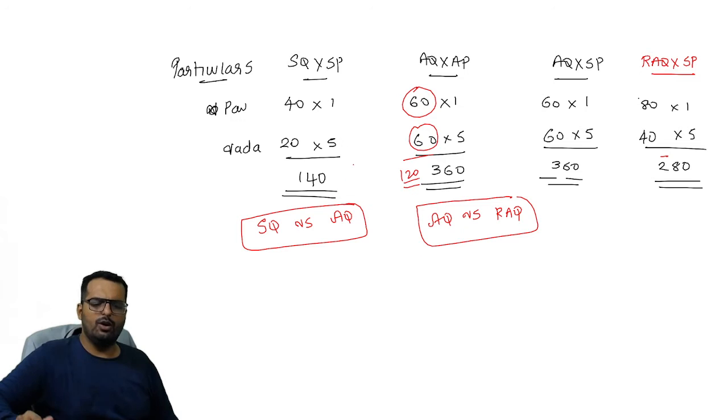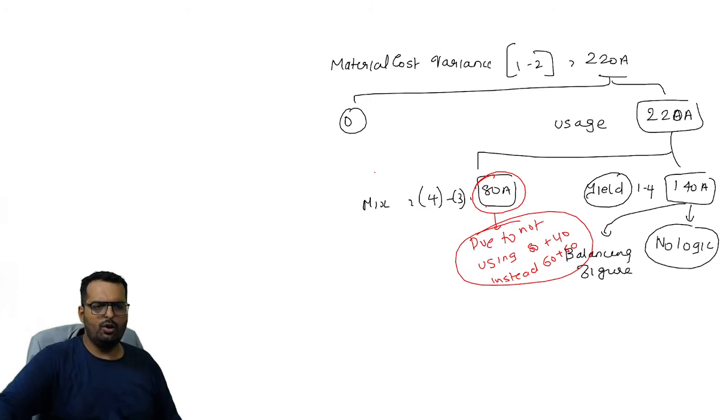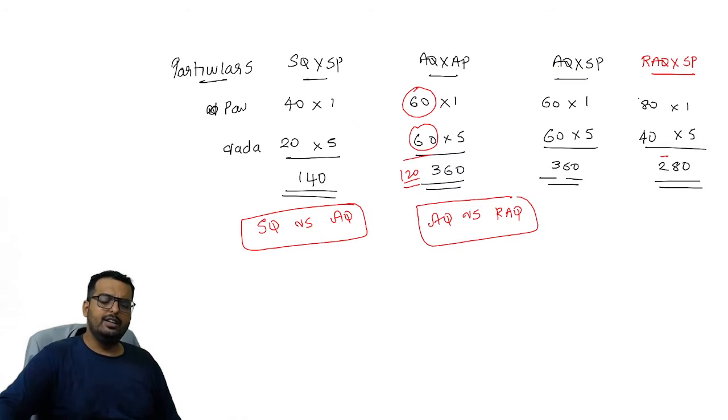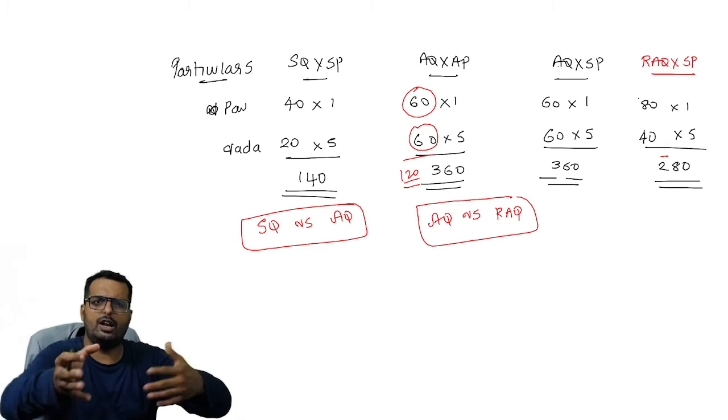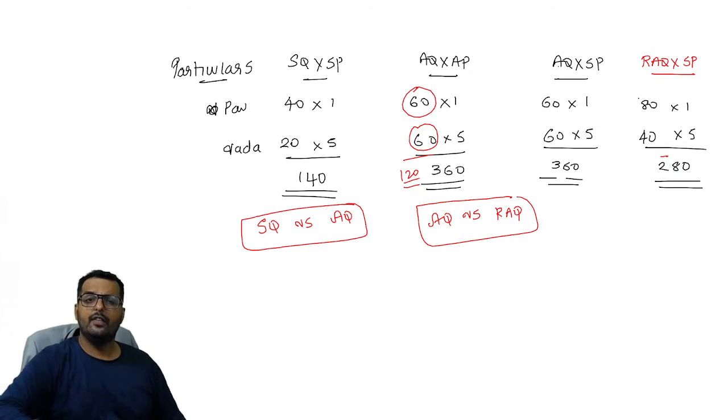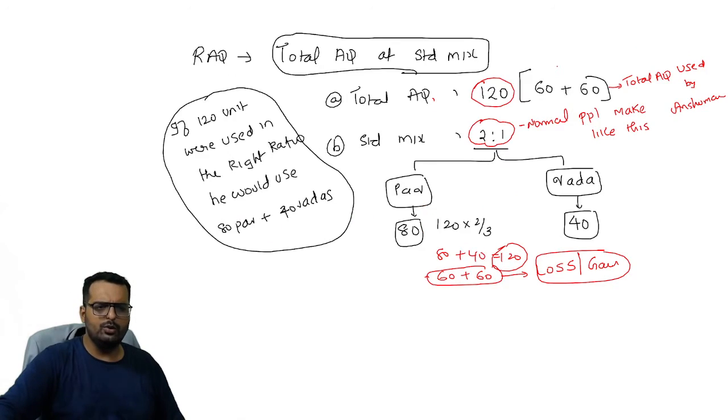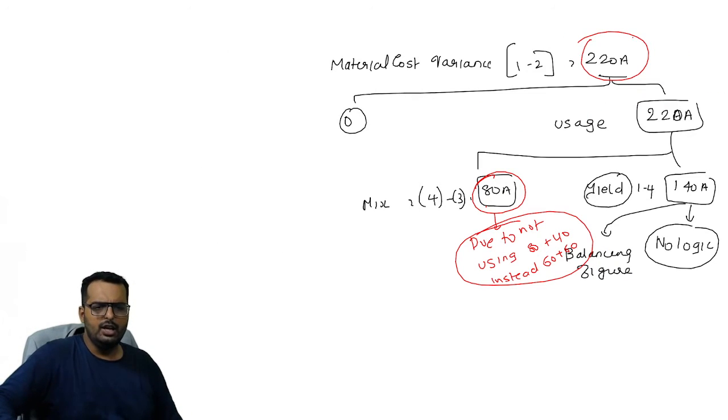Standard versus actual, already there is a loss. There is already a loss of 220. Correct? Alright? But despite AQ being wrong, at least whatever AQ that fellow has done, he should have done it in 1:2:1 ratio. That also this fellow did not do. So when you come over here, what you find out is that you have a total loss of 220.